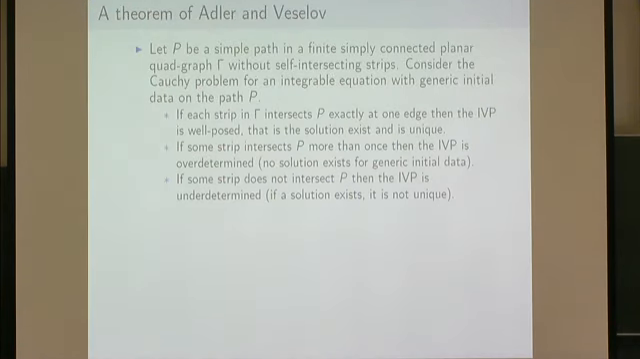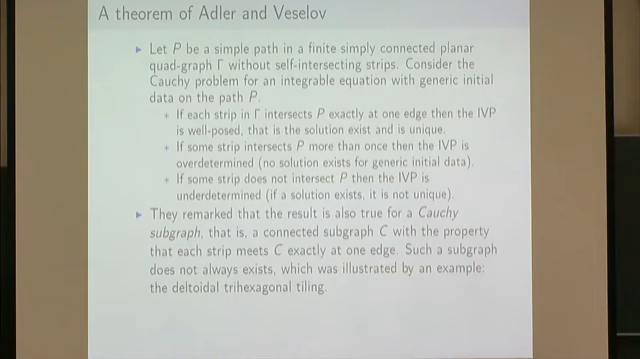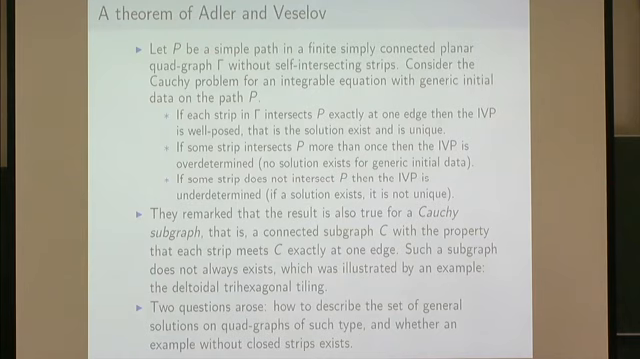Now here's a theorem that tells you when a particular path of initial values is a good path, basically. You can generalize this theorem. Adler and Veselov also said, well, you don't have to have initial values on a path, but you could also have them on a connected subgraph. This is important.